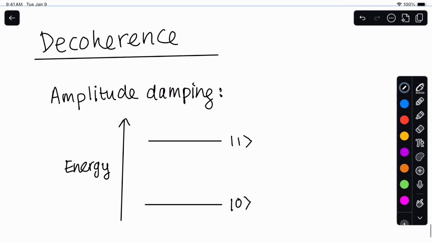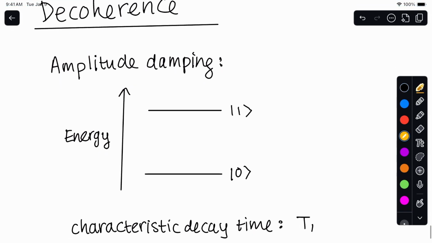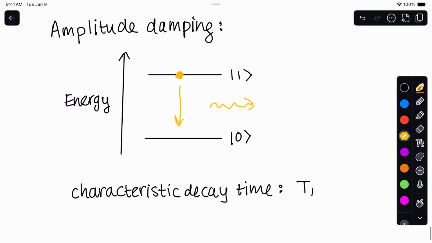So now let's talk about decoherence. There's two main types of decoherence processes. The first is amplitude damping. This is when we have our two energy levels for our qubit. One is a lower energy state and one is a higher energy state. Usually this is going to be a ground state and a first excited state. And let's say we're sitting in the excited state. There's going to be a tendency to decay down to the zero state and emit a photon. And the characteristic decay time for this is often called T1.